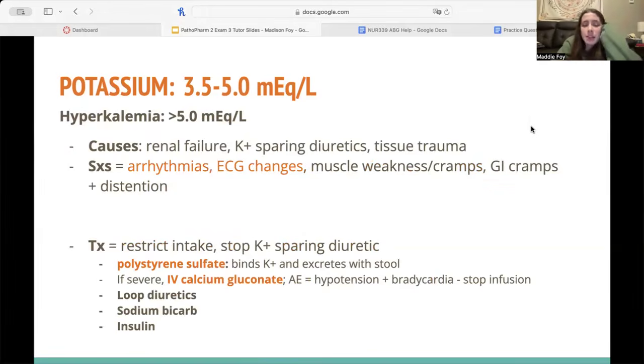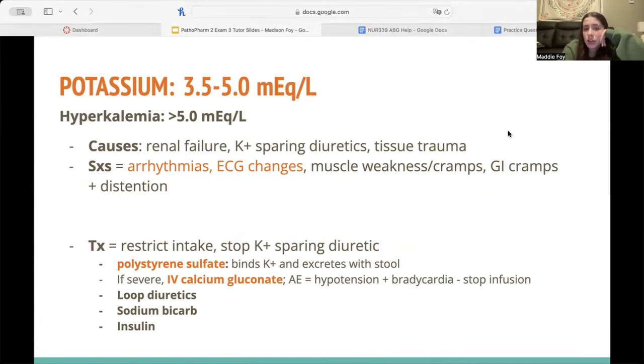Hyperkalemia, then, we're looking at potassium greater than 5. This can be caused by renal failure, so you're retaining potassium, also from potassium-sparing diuretics like spironolactone. Again, with hyper and hypokalemia, you're going to see arrhythmias, ECG changes, and you can still see those muscle weakness and cramps. So these signs and symptoms are pretty similar.